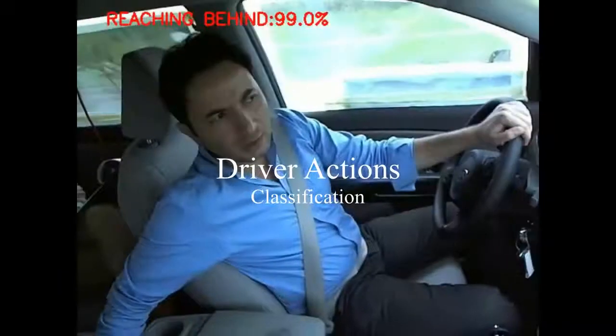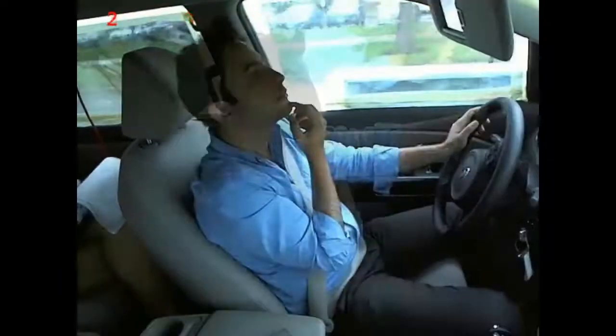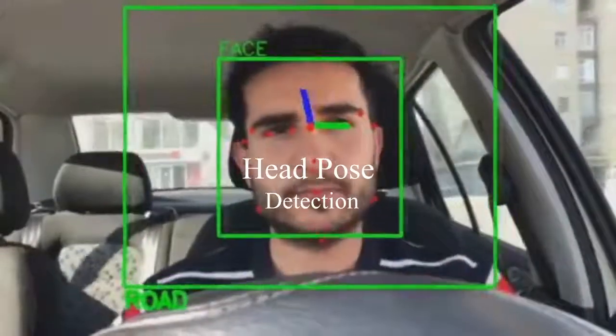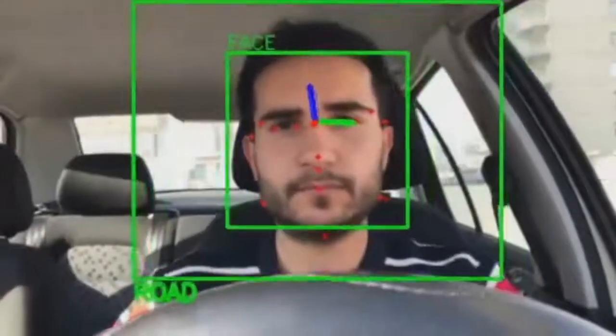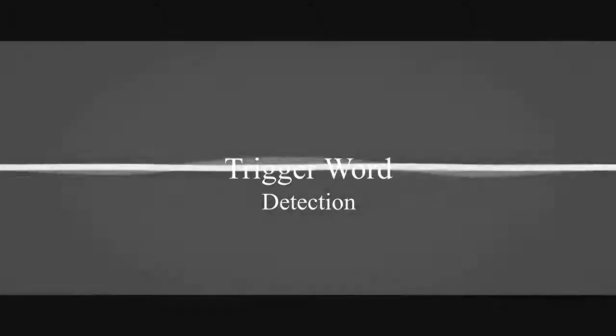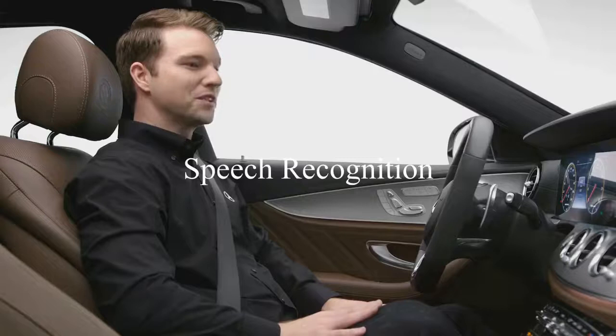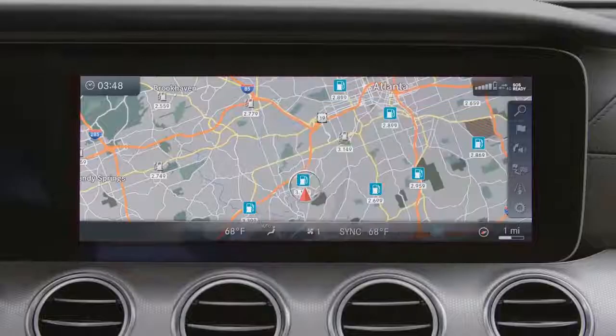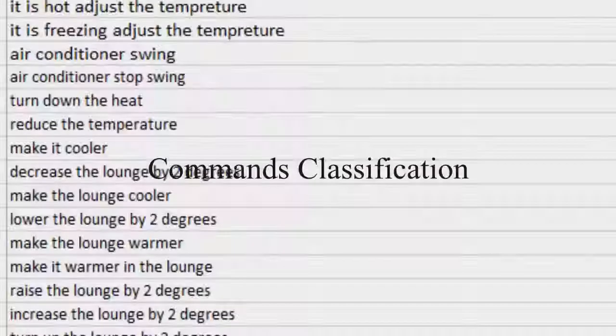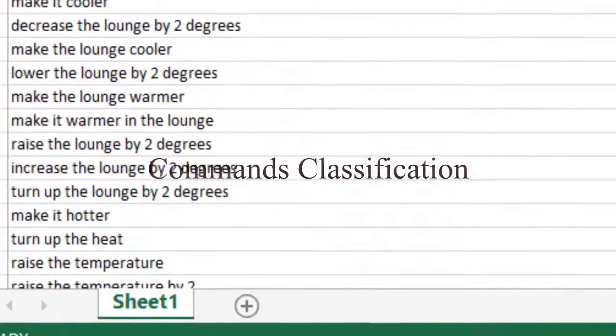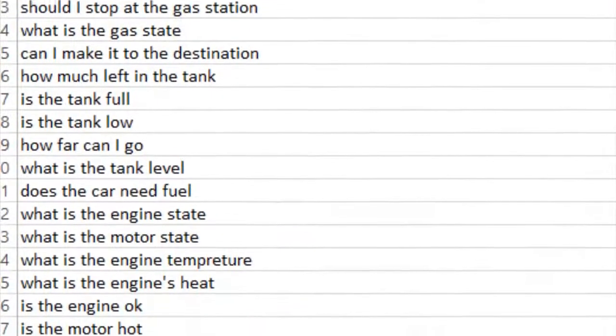The driver action classification model is to detect the driver's actions and see if he's distracted or not. The HeadPose model is to detect the driver's head angles. The speech recognition model is to convert the driver's command into a transcript to go through the fourth model, which is the text classification model, to classify the command and do what the driver wants.